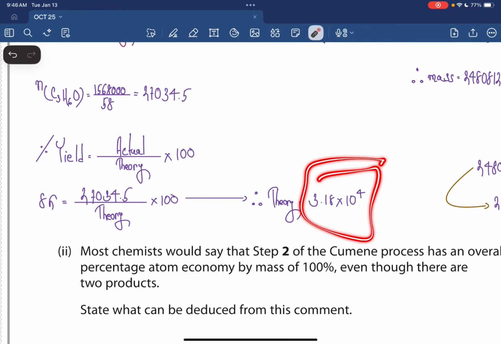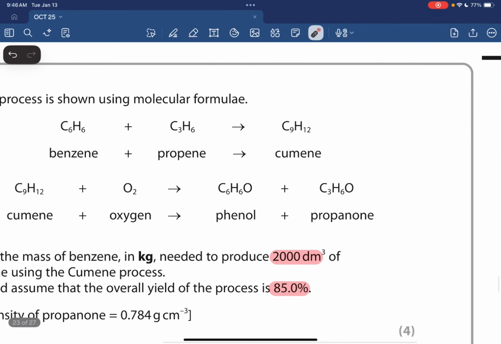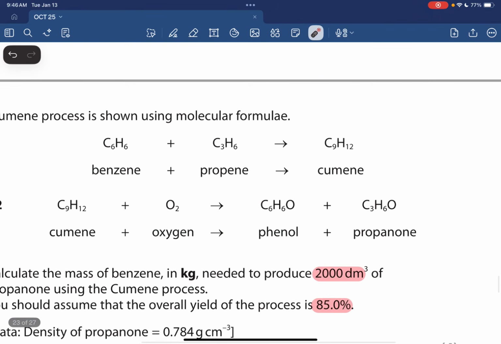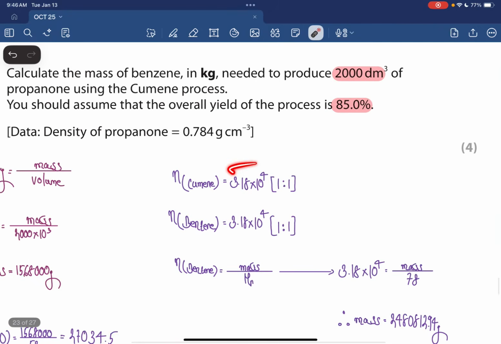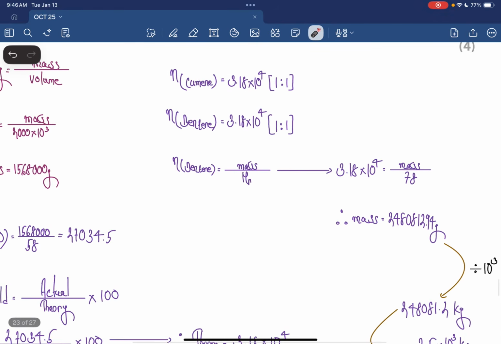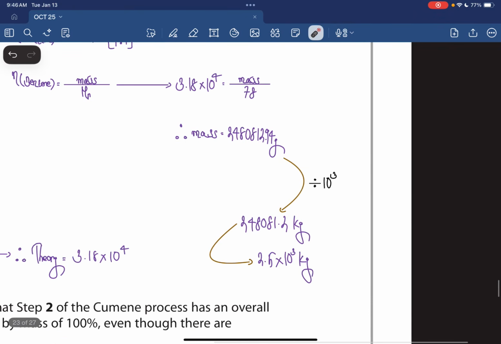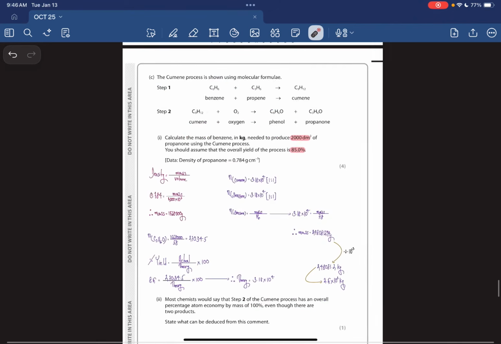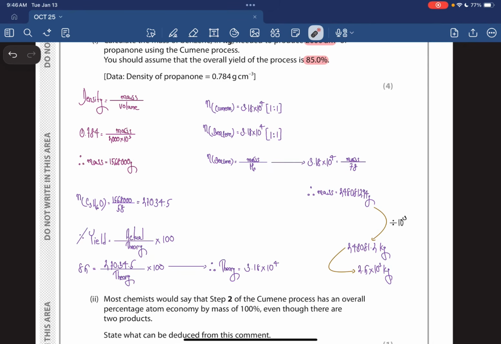If this is the theoretical mole of this, then the mole of cumene is going to be this, and the mole of benzene is going to be the same as well because they're reacting in a 1:1 ratio. Then you know the number of moles, you know the Mr, you could easily figure out the mass. Once you have the mass in grams, you have to divide it by 1000 to convert it into kilograms, and this should give you the answer to this question. Easy enough, okay? Moving on.